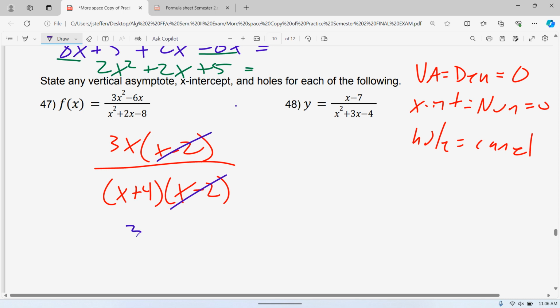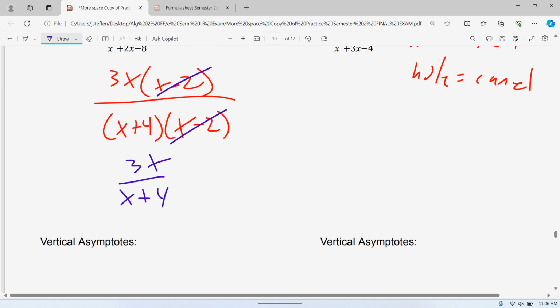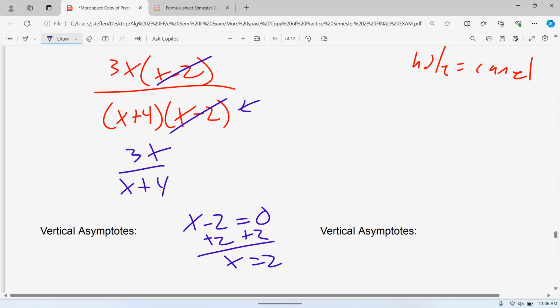Now, first thing, since the x minus 2 is canceled, that is your hole. Remember, it's what makes that equal to 0. So since we canceled x minus 2, you'd add 2 to both sides, and you get x is equal to 2. A lot of people just remember it as the opposite sign. If you want to do that, that's probably okay, but that's a hole. X is equal to 2.